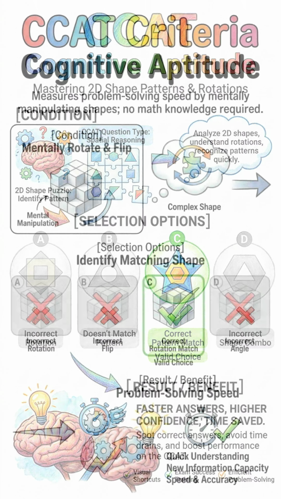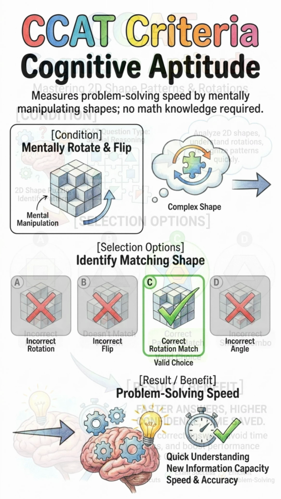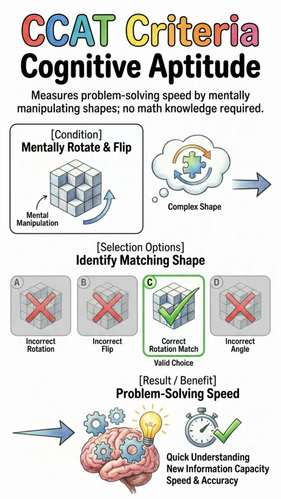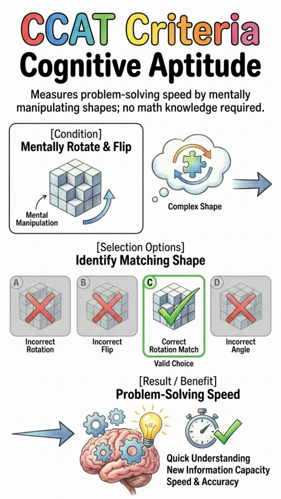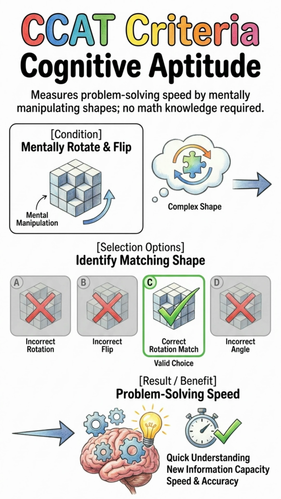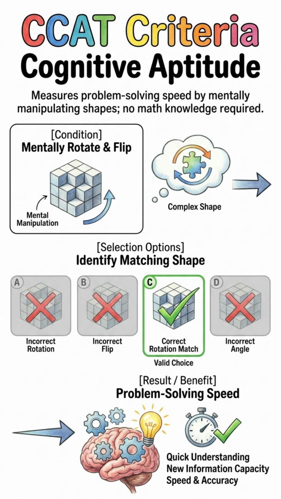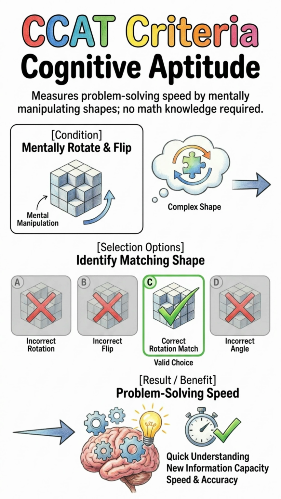Spatial reasoning on the CCAT measures your ability to mentally manipulate shapes and visualize how objects relate to each other in space. Employers value this skill because it reflects your general problem-solving speed and your capacity to understand new, complex information quickly. You will not need any prior mathematical knowledge for this section, just a structured way of looking at images. Think of it as a mental workout where you are learning to rotate and flip puzzle pieces inside your head. Once you grasp the basic rules, these questions become some of the easiest to solve on the test.